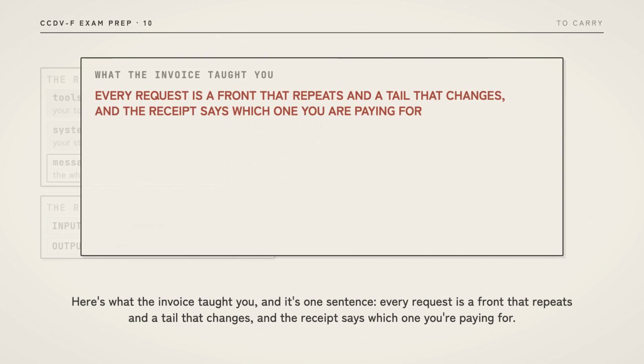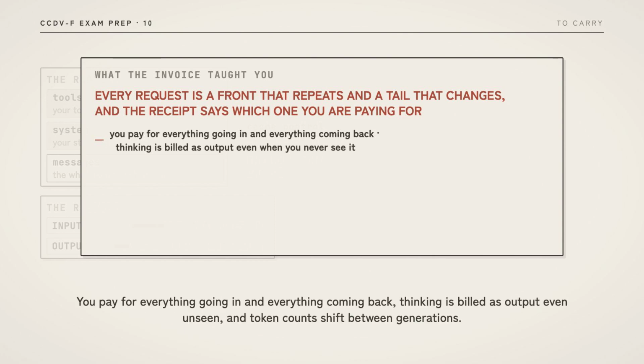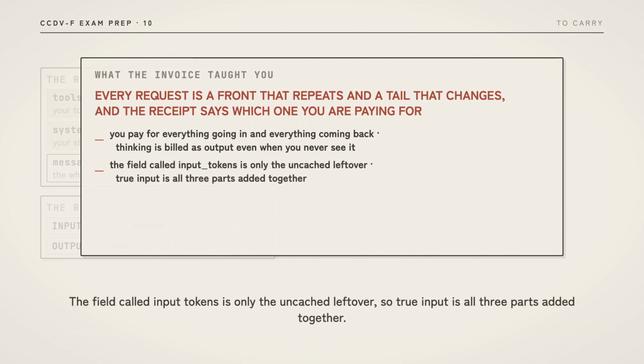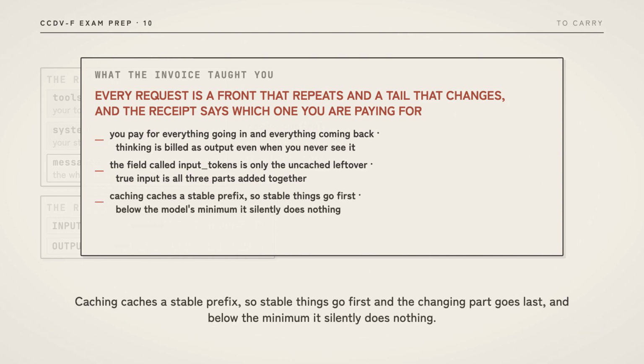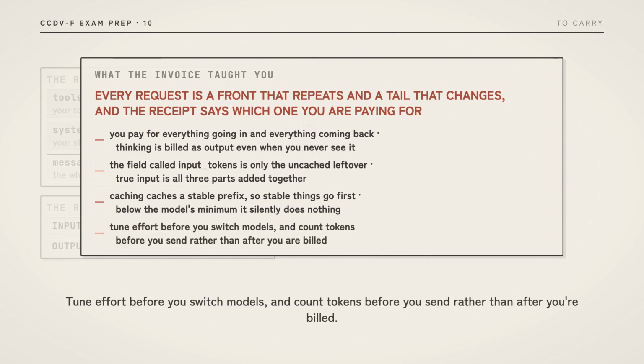Here's what the invoice taught you, and it's one sentence. Every request is a front that repeats and a tail that changes, and the receipt says which one you are paying for. You pay for everything going in and everything coming back. Thinking is billed as output even unseen, and token counts shift between generations. The field called input tokens is only the uncached leftover, so true input is all three parts added together. Caching caches a stable prefix, so stable things go first and the changing part goes last, and below the minimum it silently does nothing. Tune effort before you switch models and count tokens before you send rather than after you are billed.